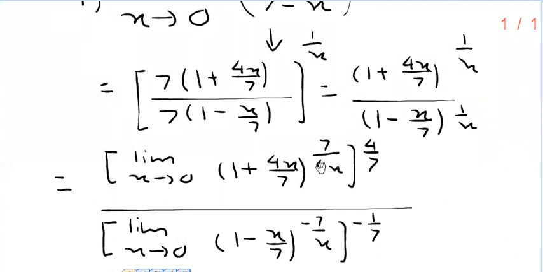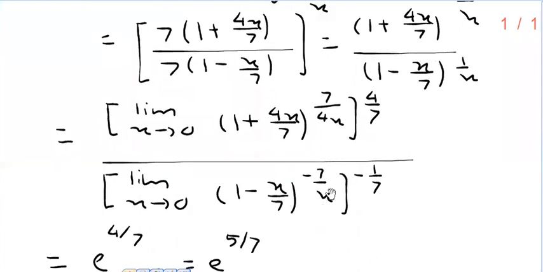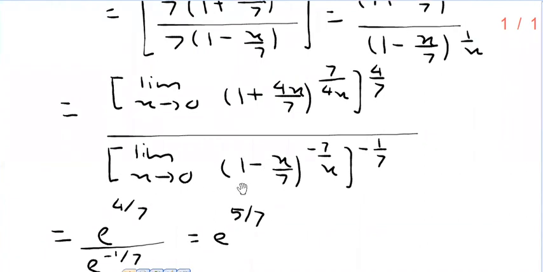So 7 by 4x is required to get original raised to 4 by 7. See, (a raised to m) raised to n is a raised to mn. Yes, I have written the same. So what about the denominator? This is required to get original raised to minus 1 by 7. Now this is a standard limit. See, in a college exam, you are supposed to say that as x tends to 0, both of these tend to 0 and so on. So limit x tends to 0, (1 plus x) raised to 1 upon x is e. So e raised to 4 by 7 upon e raised to minus 1 by 7. So e raised to 5 by 7 is the answer.